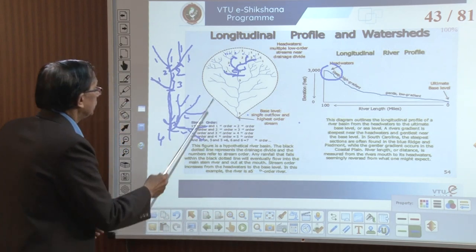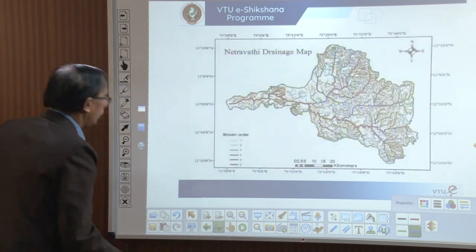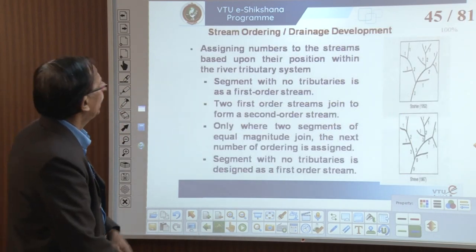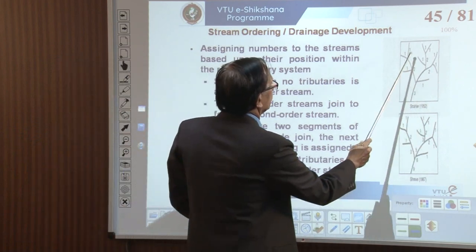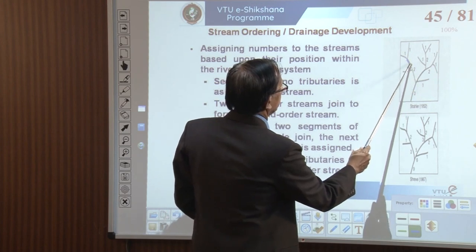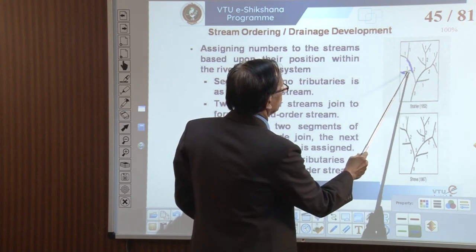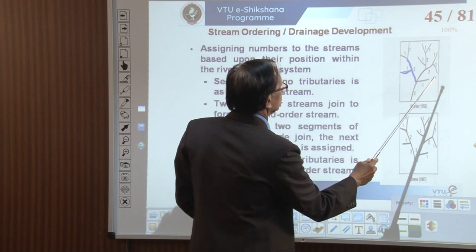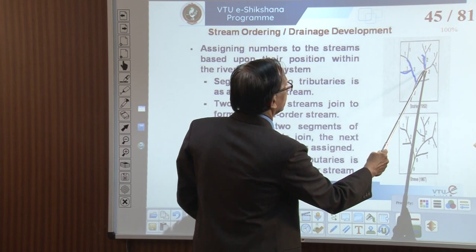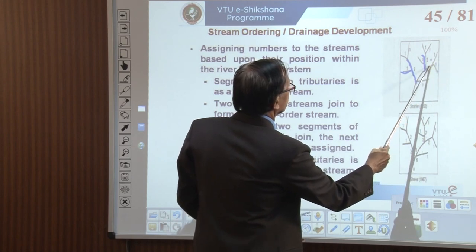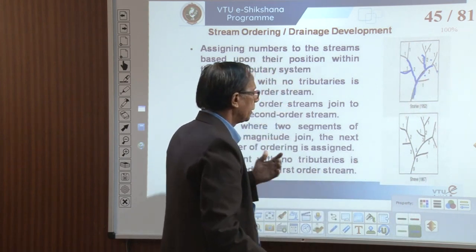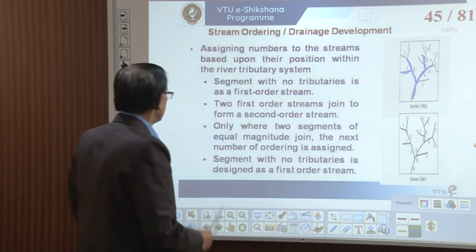So, we try the drainage ordering. Again, see now how I have developed. Repeat. First order, here onwards, second. From here to here, it is second. For second, if first joins, order no change, second continues. First, here onwards, second. Second, one, here onwards, second. So, this becomes third. Thus the order goes higher and higher.